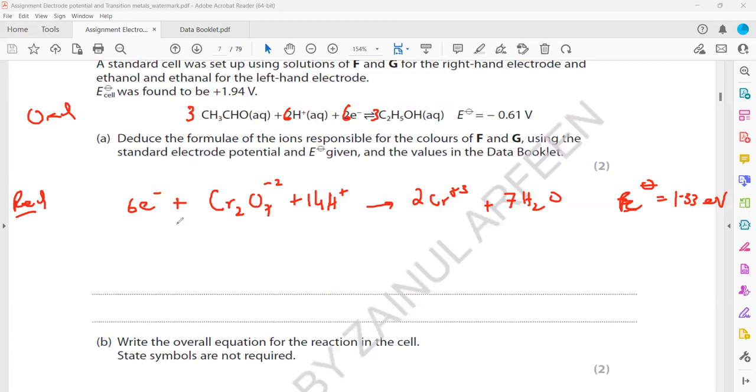So for reduction, you will write as it is. But for oxidation, write it opposite because all equations, the electrode potential equations all are given for reduction. So reduction one we write as it is, but oxidation one we write opposite. Like the one which is a product for it, we'll write as a reactant. So it will be 3C2H5OH, and then what is the reactant will be a product. So C3H7CHO, the aldehyde, plus 6 protons are there, plus 6 electron.